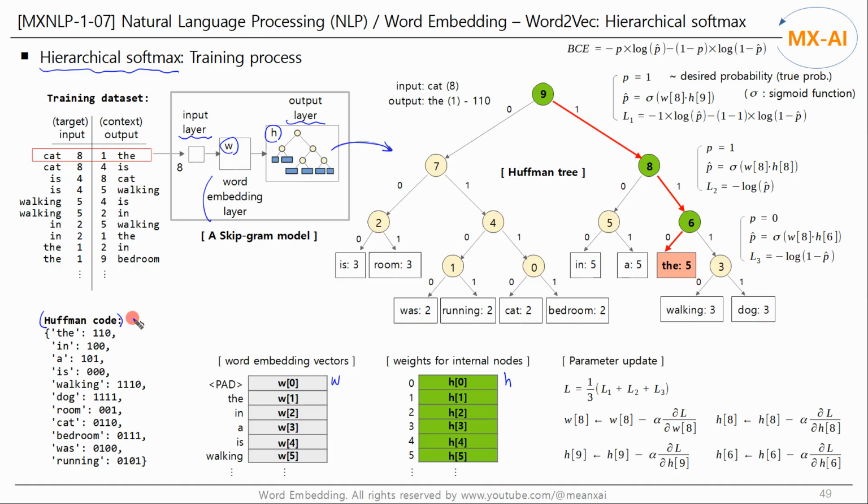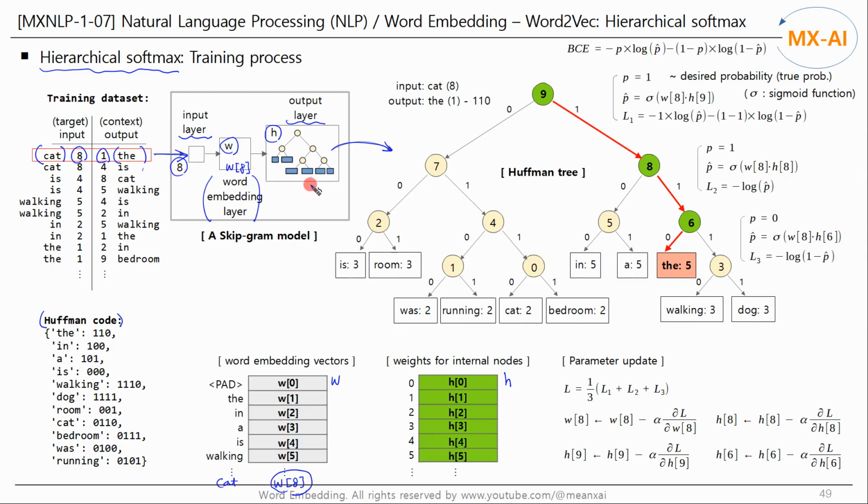Now let's look at how to train word vectors using hierarchical softmax. Let's input the first training data point into this model. The target word is cat, and the context word is the. And the word indices are 8 and 1, respectively. The word index 8 corresponding to cat is input to the input layer. In the word embedding layer, the embedding vector of cat W8 is selected.